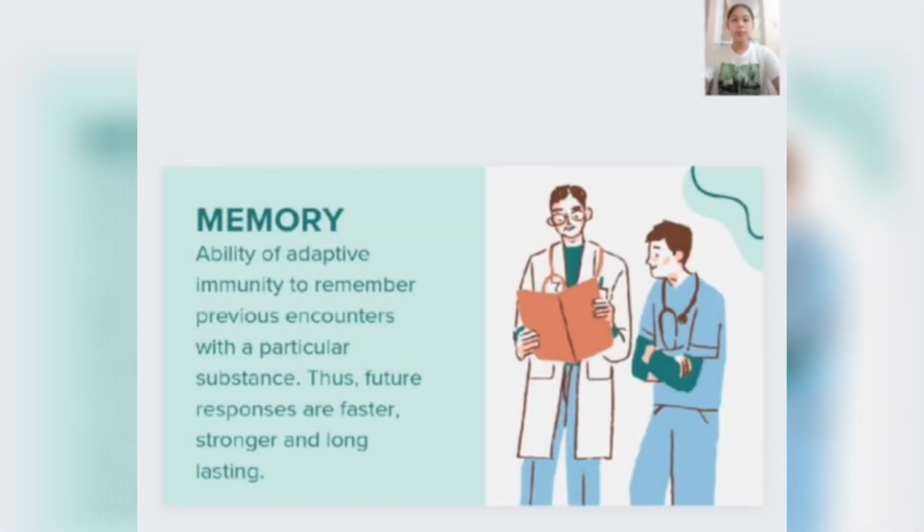So the next is memory. Ability of adaptive immunity to remember previous encounters with a particular substance. Thus, future responses are faster, stronger, and long-lasting. Memory involves three main stages: encoding, which is the processing of information; storage, retaining encoded information; and retrieval, recalling stored information.